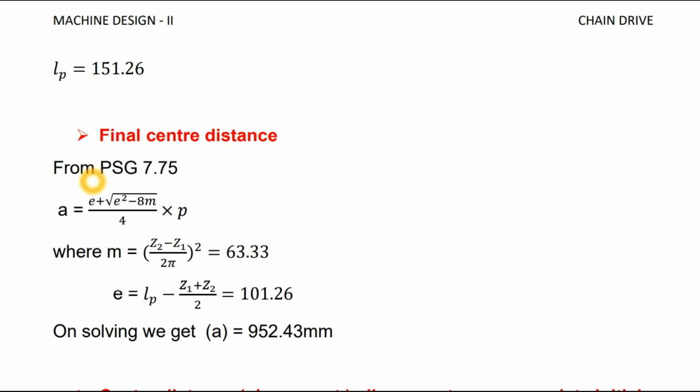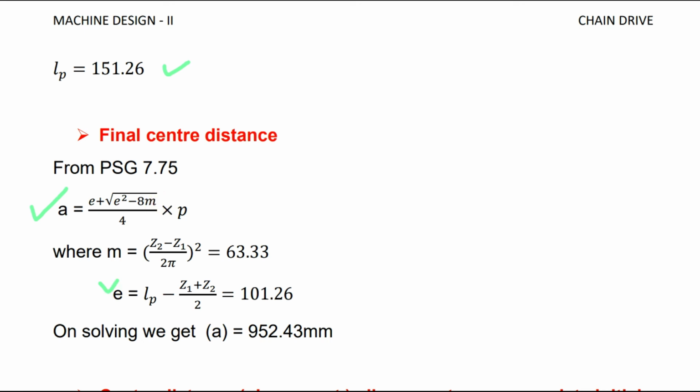Next, moving to the final center distance. This formula is also on the same page, 7.75. The formula is: A is equal to (E plus under root E square minus 8m) upon 4 into P. What is E? E is equal to LP minus (Z1 plus Z2) upon 2. LP we found out here, 151.26. Z1 we also know, Z2 we also know, from step number 2. So substitute the values and you will get the value of E.